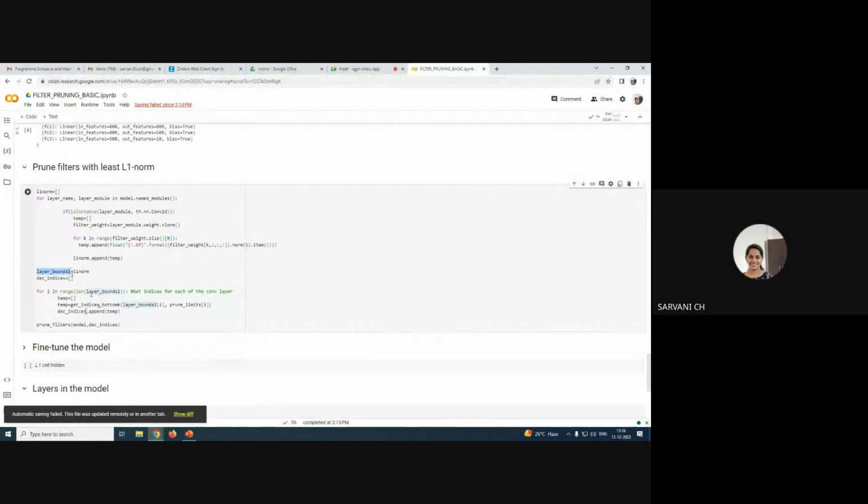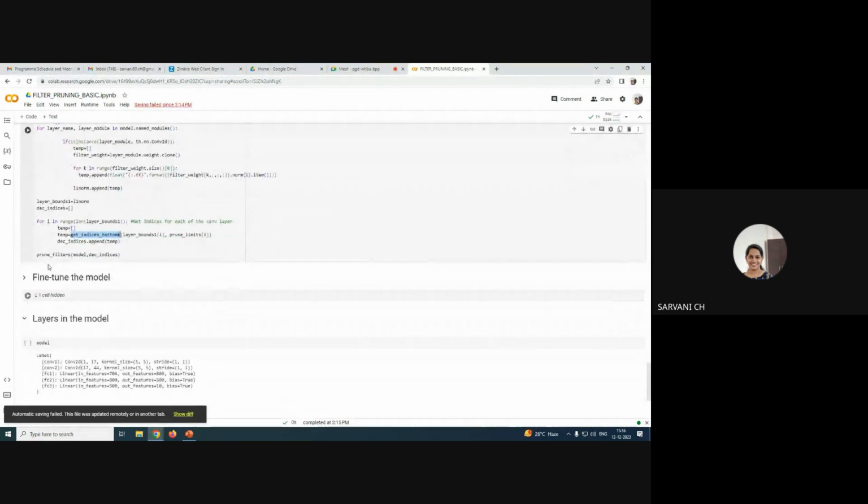We are passing this to the function get indices bottom k. Then for every layer, we will get only those indices after removing the unimportant ones. That is, after removing the 3 least important indices from convolutional layer 1 and the 6 least important indices from convolutional layer 2, we will get the indices to be retained into this temp. Now the model is pruned.